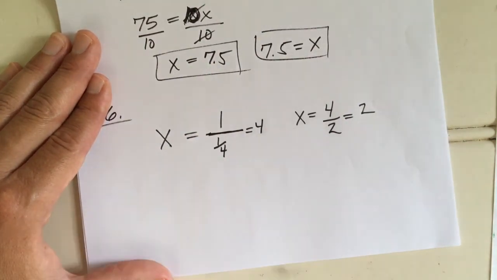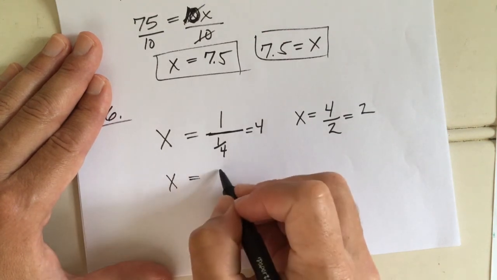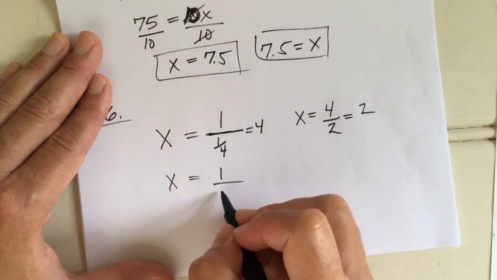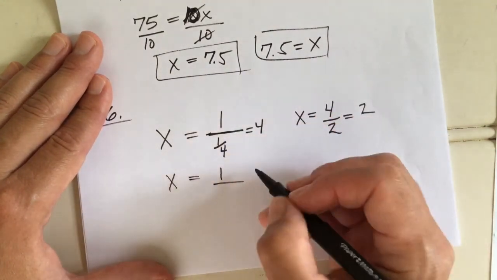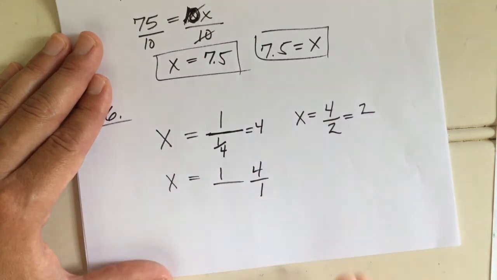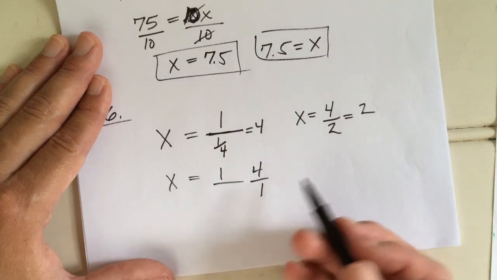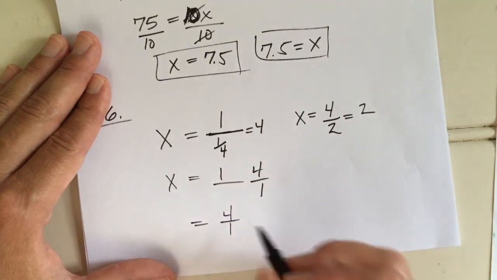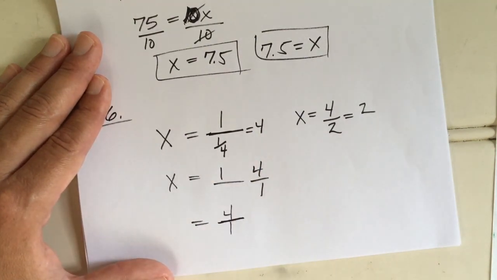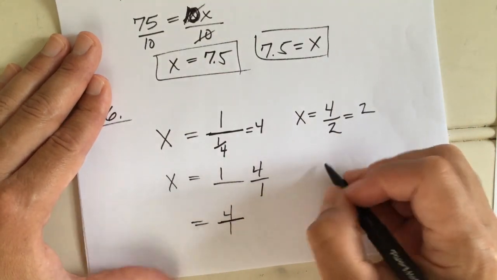But there's another way to think about this, and what you do is something called multiplying by the reciprocal. So what you have here then is you take this 1/4 and you flip it and then multiply. So 4 times 1 is 4, and 1 times 1 is 1. So we get 4 over 1, which is still 4. So either way, it works. But what I'm saying there is that then you have to know what a reciprocal is, right?